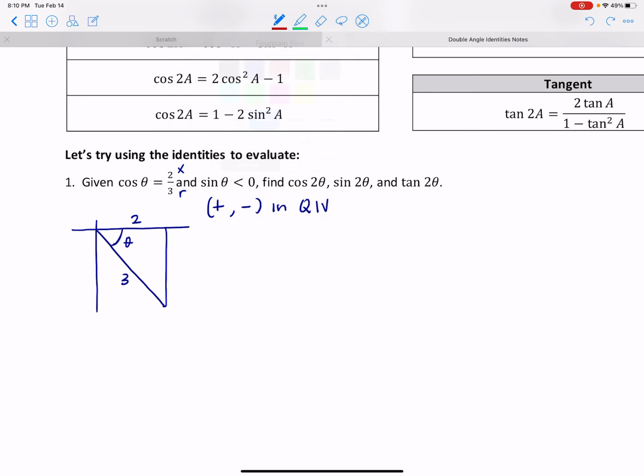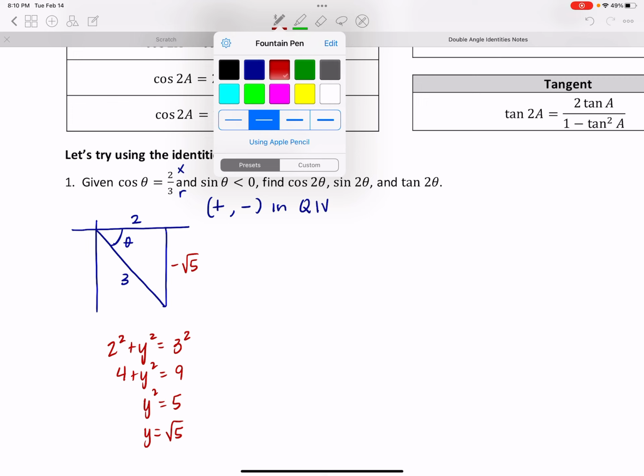If I have 2 squared plus y squared, it should equal the radius of 3 squared. So that's 4 that I'm going to have to subtract over from 9. So I know that y squared is going to equal 5, which y then has to be a radical 5. So radical 5 here, and because this y value, again, is in quadrant 4, we know it's got to be a negative. So I'm going to put a negative there and not lose that sign. Okay? So I think we're going to have all the information we need here to now find our double angles.